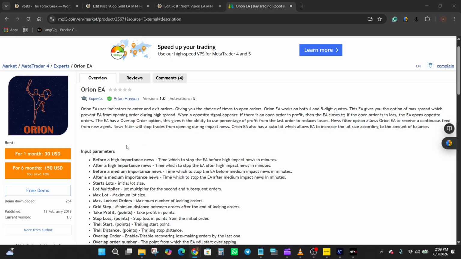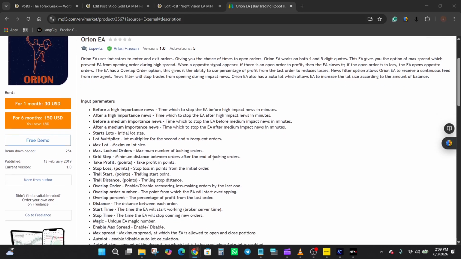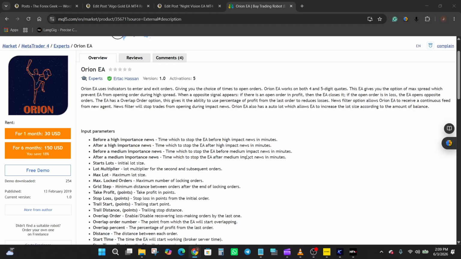Now, one thing to point out early is that platform compatibility is pretty important. The MT4 version is what we have here. There is no clear indication of an MT5 version. Meanwhile, let's move into the description. As we can see, the Orion EA is presented as a system that uses indicators to generate both entry and exit signals. It also gives flexibility on timing, meaning you can control when it is allowed to open trades based on your preferred trading hours.